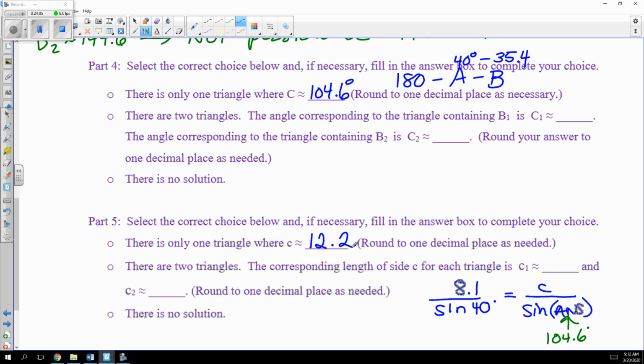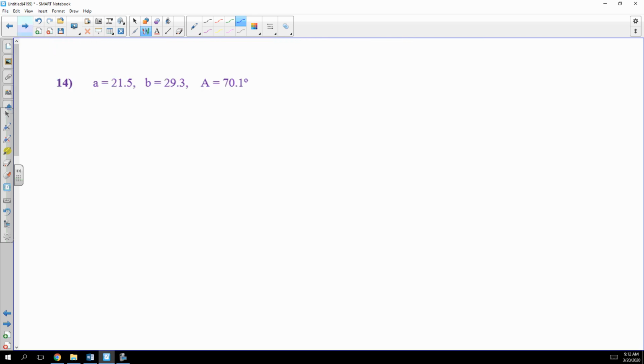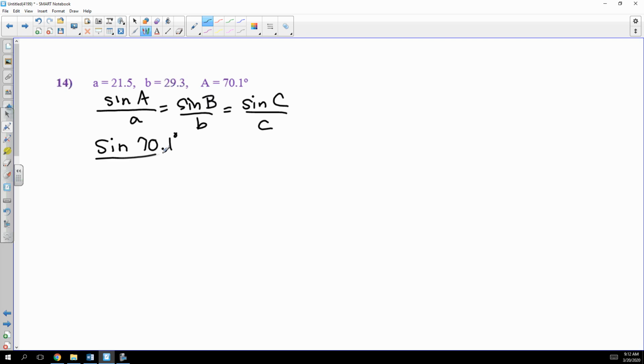All right, we're going to move on to the next one, number 14. Again, some of these are not necessarily going to ask you, so I'm going to set it up. Since I only have one angle and I'm going to have to find more angles, I'm going to put sine A over A equals sine B over B equals sine C over C. Sine of 70.1 degrees over 21.5 equals sine B over 29.3 equals sine C over C.